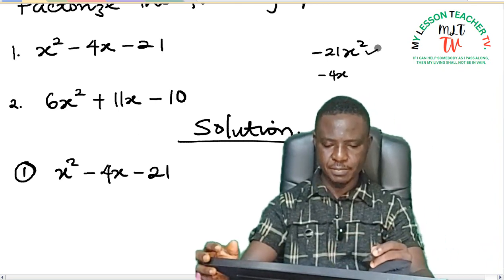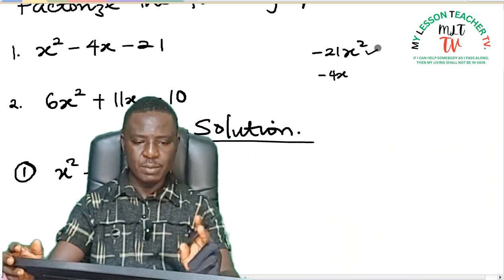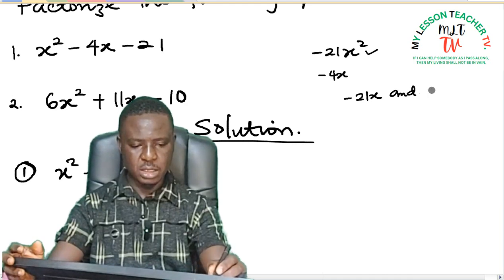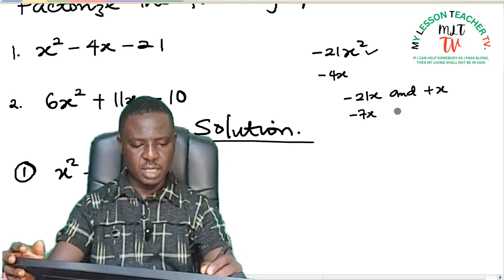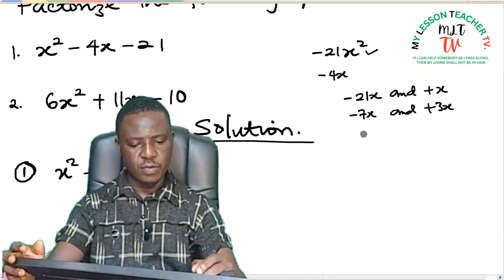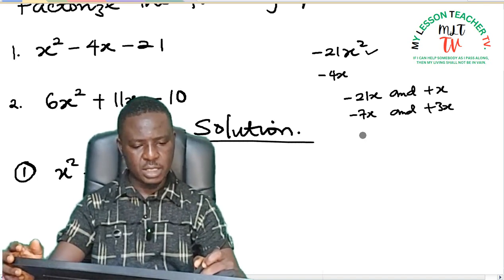And how do we get that? You have to look at all the 2 factors that when you multiply them together, it gives you minus 21. So we have minus 21x and plus x. We equally have minus 7x and plus 3x. I think these are the only two pairs.